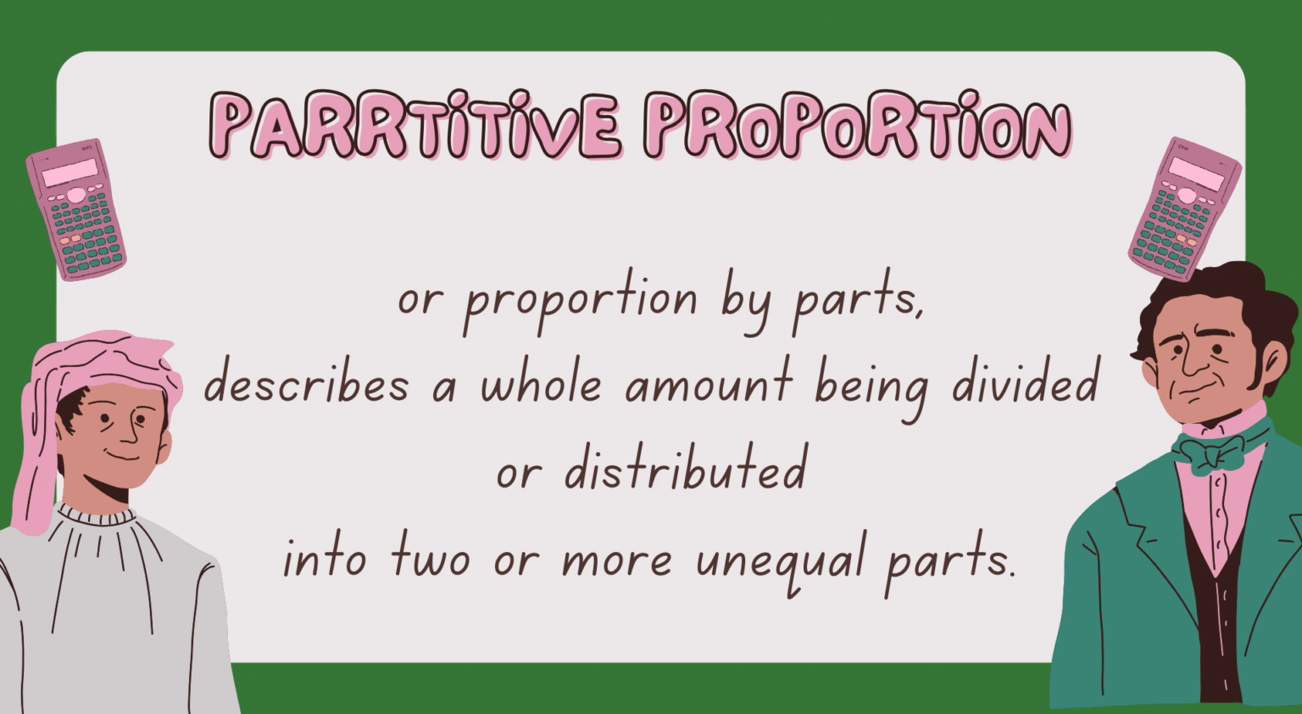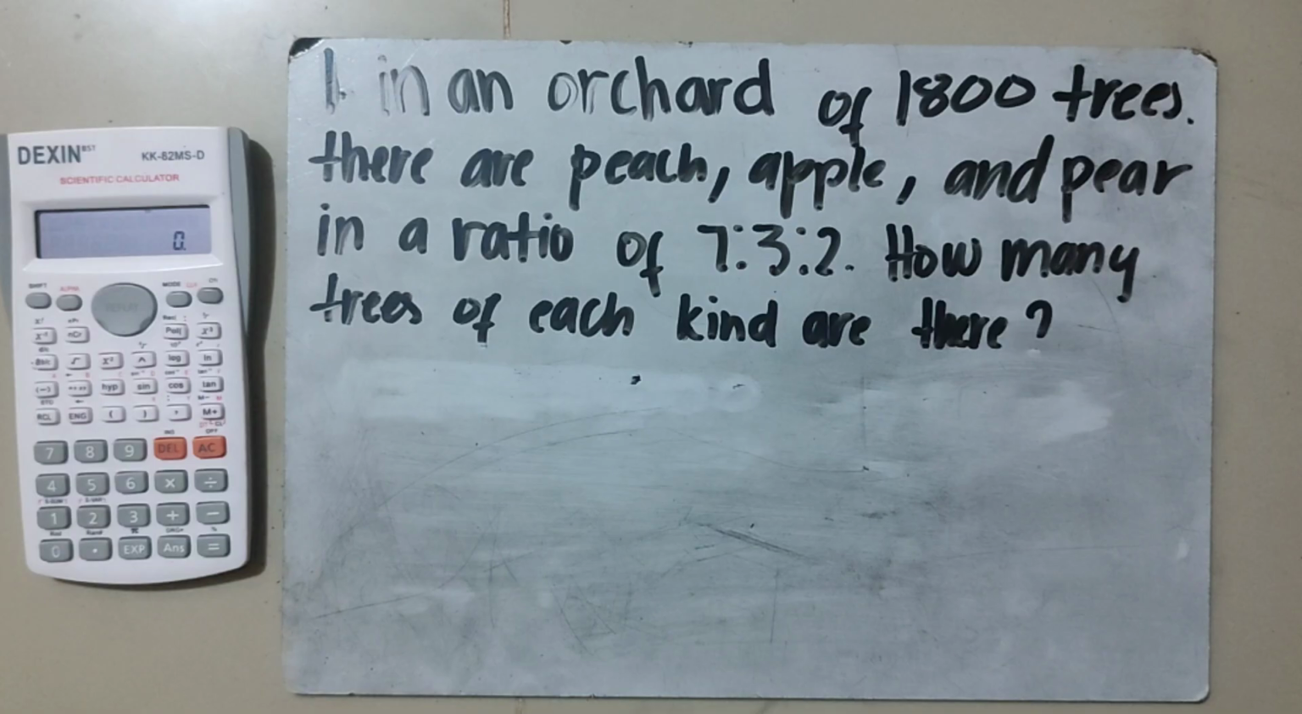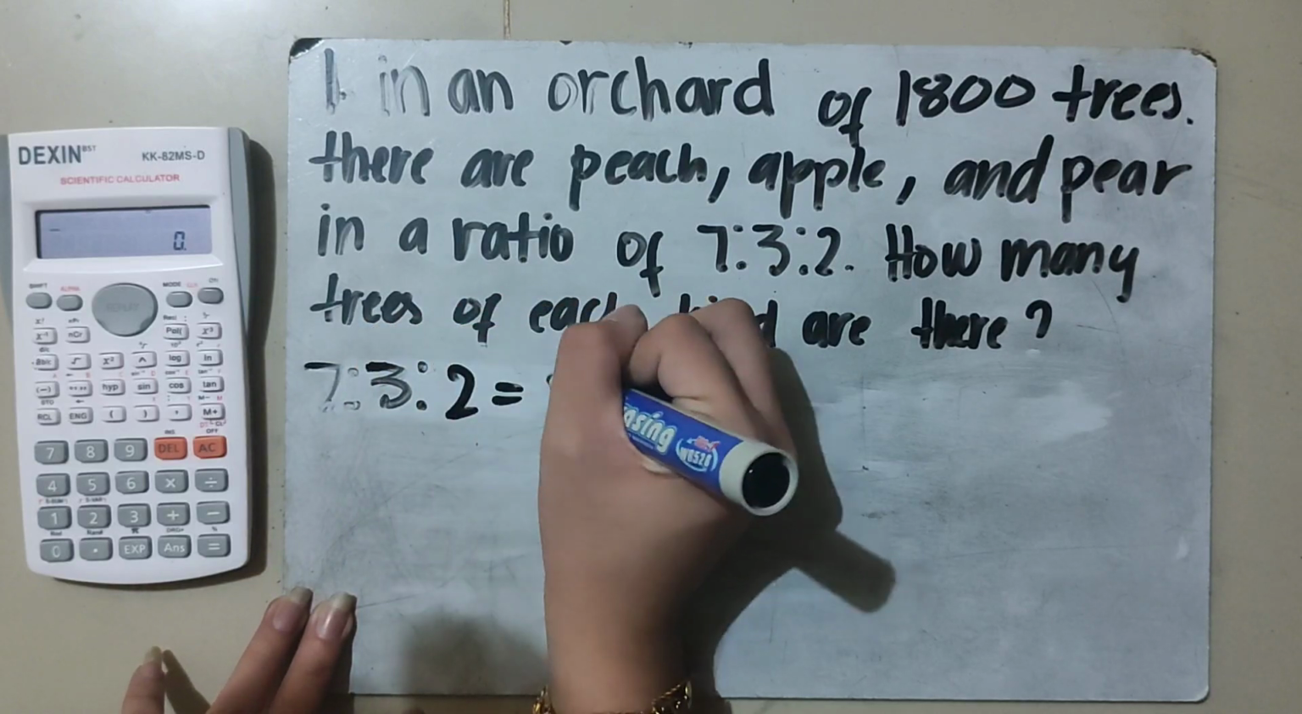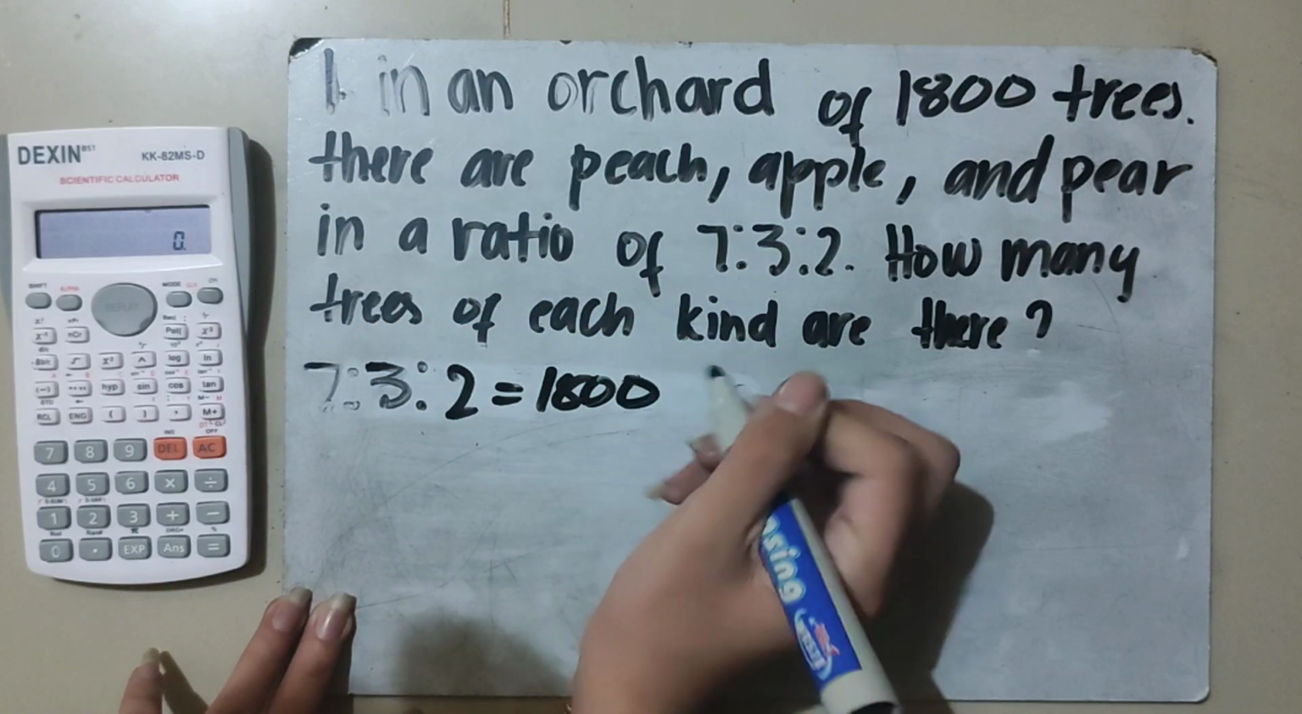Okay, so let's have our first problem. In an orchard of 1,800 trees, there are peach, apple, and pear. In a ratio of 7:3:2, how many trees of each kind are there? So first, let's put our given, which is 7:3:2 is equal to 1,800. Next steps is lalagyan mo lang ng x, yung bawat ratio. So, ang mangyayari is magkakaroon ng x, yung 7, yung 3, and yung 2.